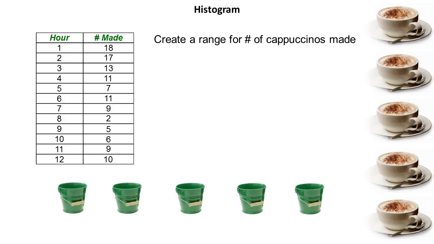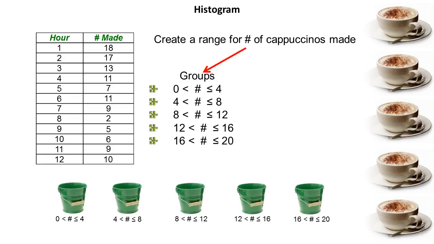The first step is to create the ranges for the number of cappuccinos made. Since you are looking at 4-hour intervals, you would produce the following groups. Note that there are no gaps in the coverage. This would be true even if no values were found to be in a particular interval.